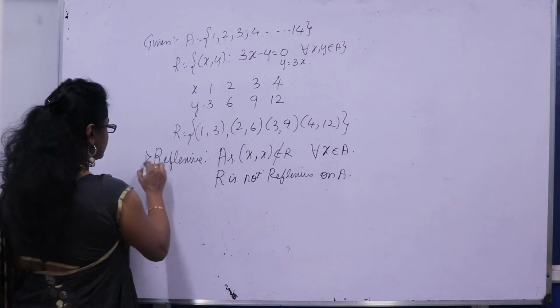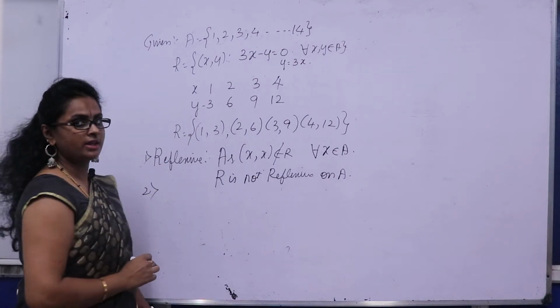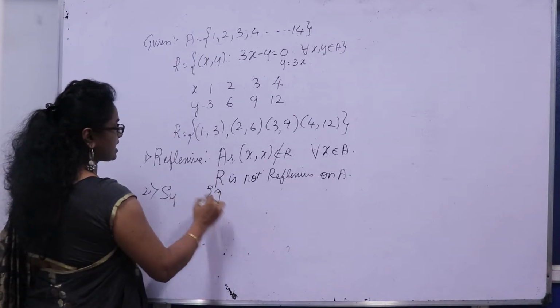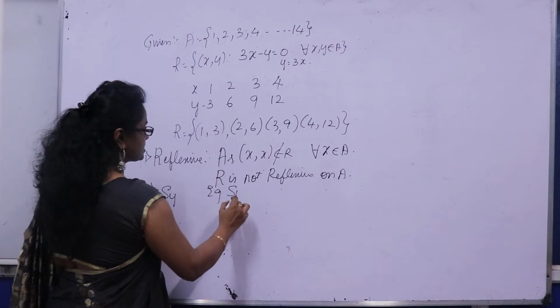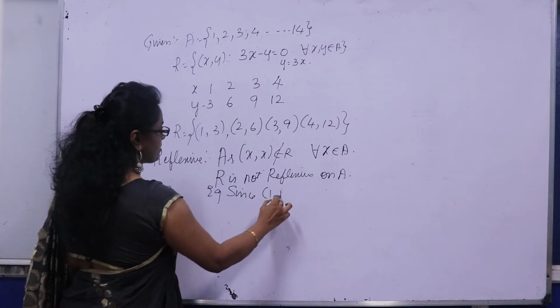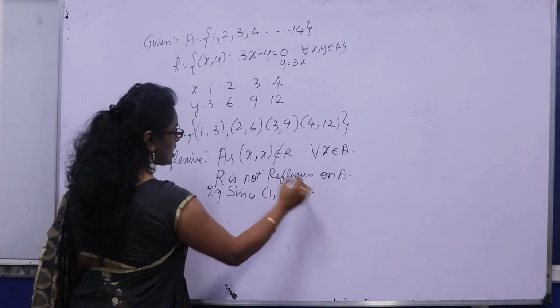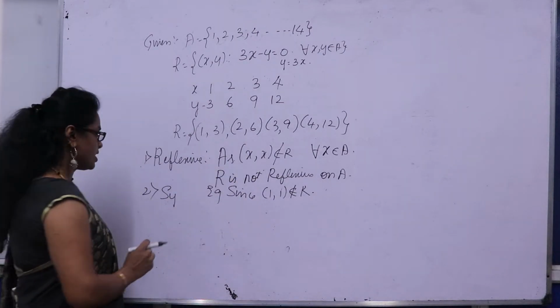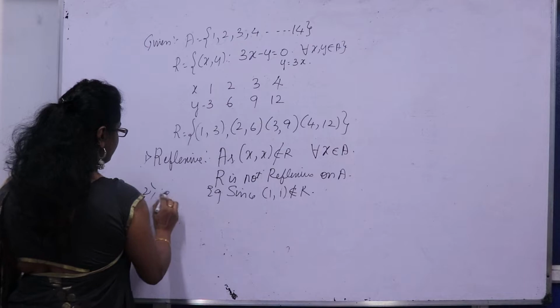On set A. R is not reflexive on A. Now the second thing is symmetric. You can even give an example: since (1, 1) does not belong to R, R is not reflexive. You can even quote an example for this. Now the next thing is symmetric.